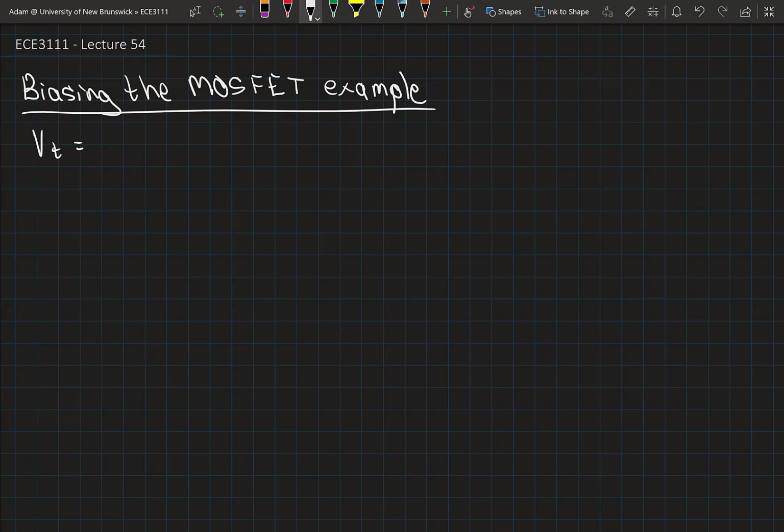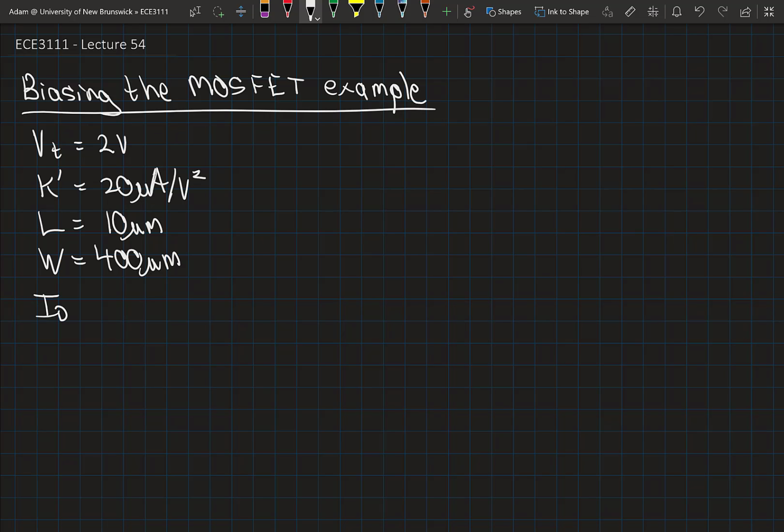So I'm going to assume I have a MOSFET with a threshold voltage of 2 volts, a process transconductance parameter of 20 microamps per volt squared, a channel length of 10 micrometers, a channel width of 400 micrometers, and I want to design the system for a drain current of 0.4 milliamps and a drain voltage of 1 volt.